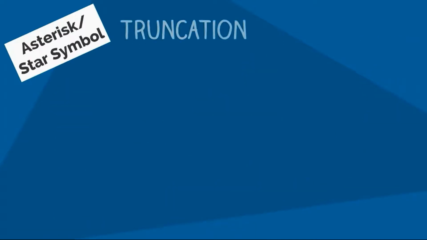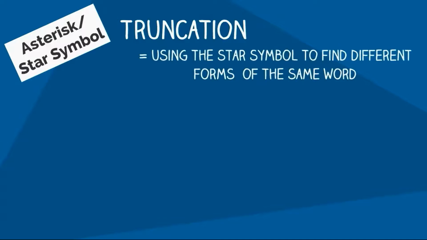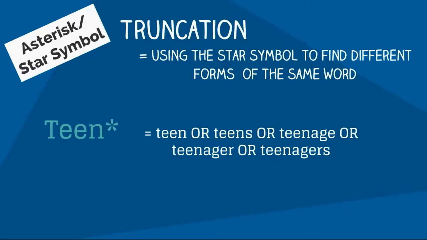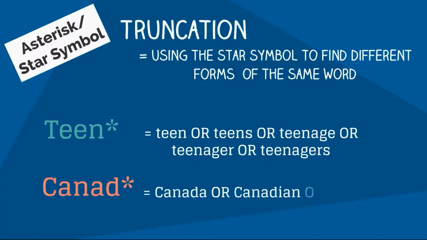Truncation involves the use of the star symbol or asterisk. This symbol comes at the end of your root word and is helpful if you're using a concept that might have different endings. For example, by using the star symbol at the end of the word teen, you would get results for teen, teens, teenage, teenager, or teenagers, without having to type in all of these words separately. You could even use it for a word like Canada by dropping the A. This way, you'd get information that used the words Canada, Canadian, or Canadians.